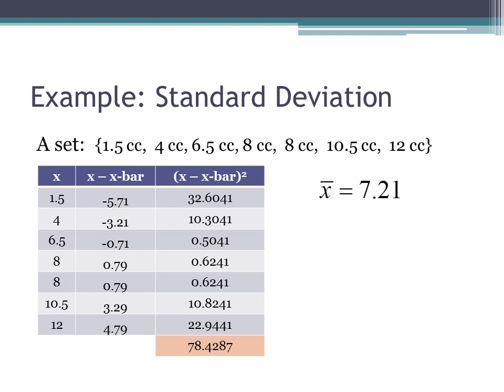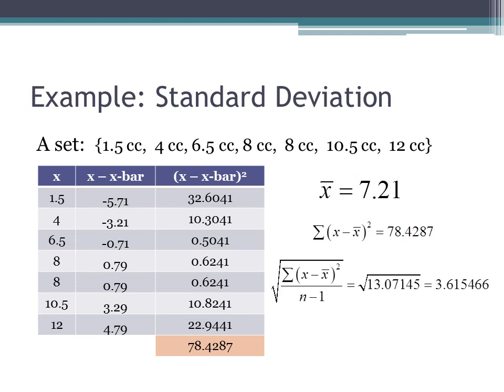Now we add up the last column to get 78.4287. We note that there are 7 values, so we divide by n-1, which is 6 in this case. Then finally we take the square root to get 3.62. So the standard deviation is 3.62.